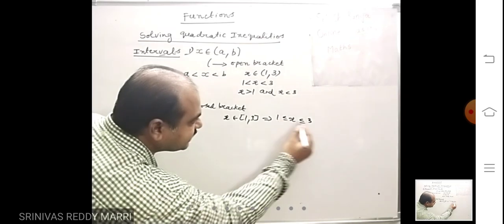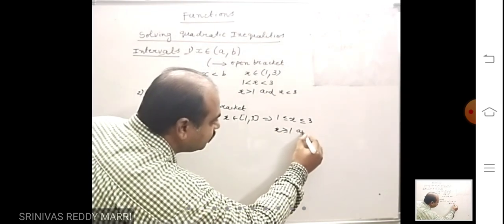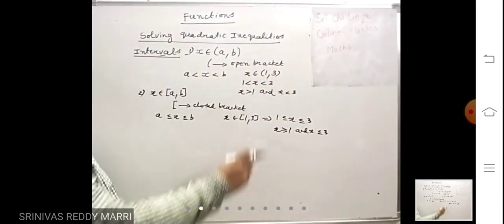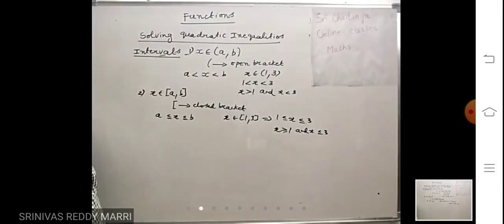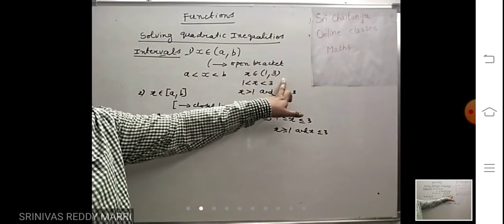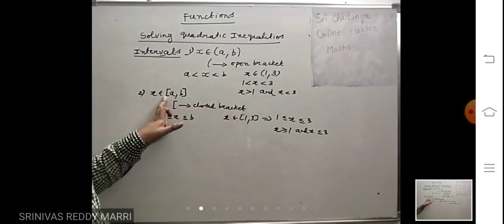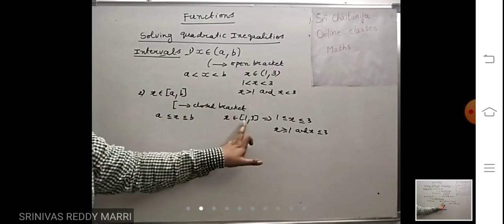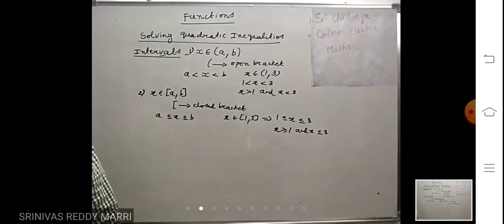This means that if X lies in [1, 3], X will be greater than or equal to 1 and X less than or equal to 3. The open interval is used to indicate all the numbers strictly between 1 and 3. Strictly between 1 and 3, 1 and 3 will not be there. The closed interval is used to indicate all the numbers between 1 and 3, including 1 and 3. That is the only difference. Next, third.